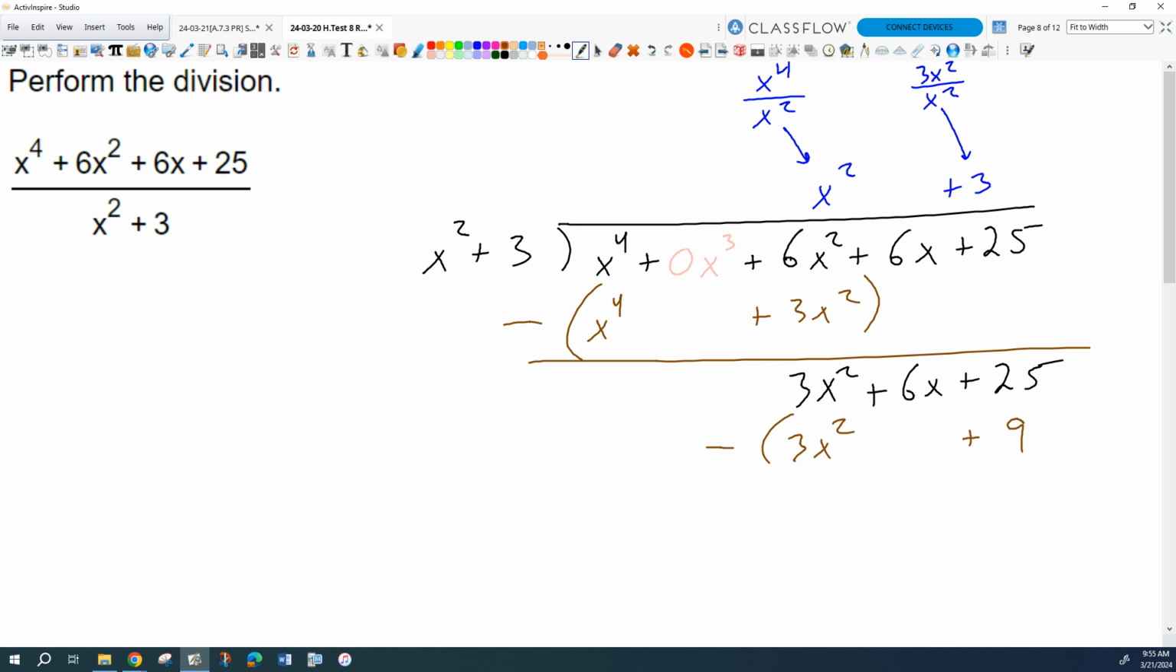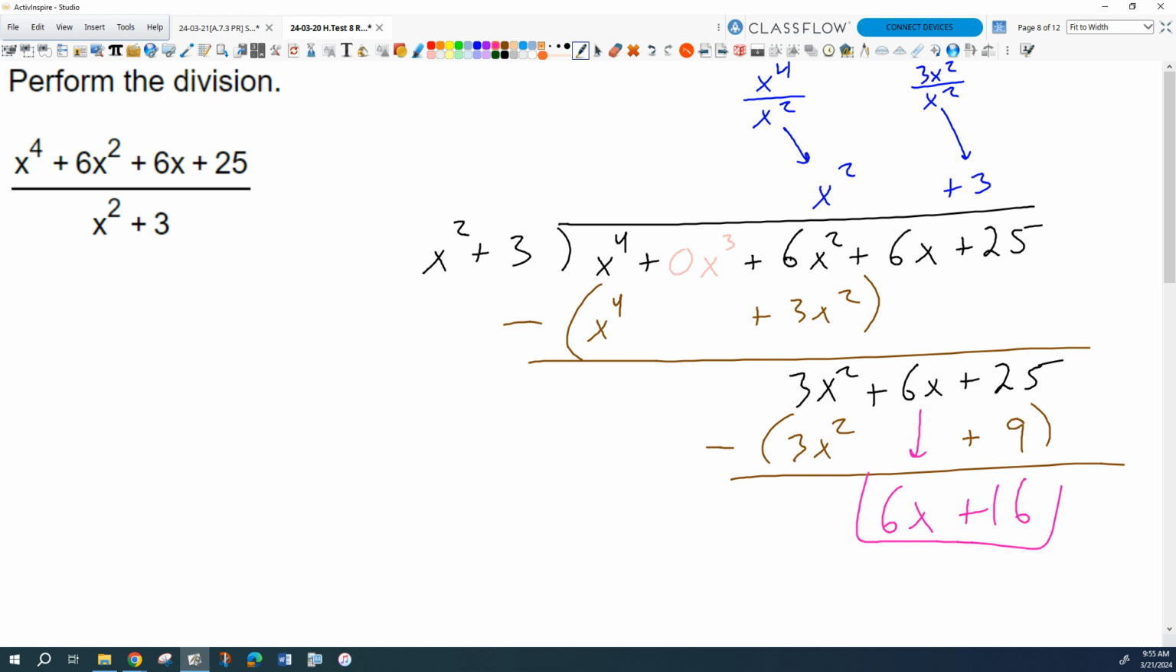And when I subtract, what happens? Okay, so those cancel. What do I get here? 6x. I get 6x minus 0 just gives me 6x, and 25 minus 9 is 16. Can I go further? How do I know? Okay, good, because the leading term now has a smaller power of x than the leading term in the bottom, so I'm done, right? This becomes my remainder.